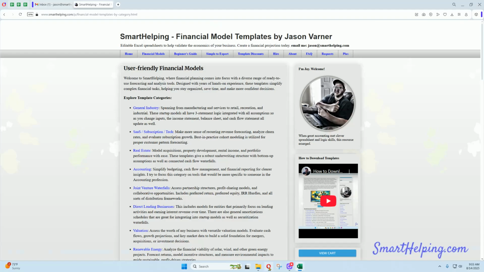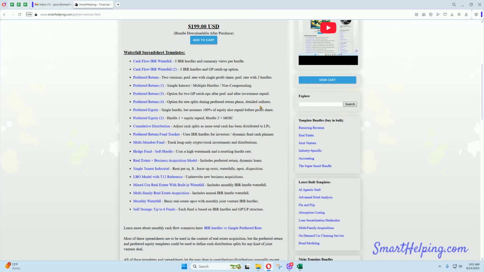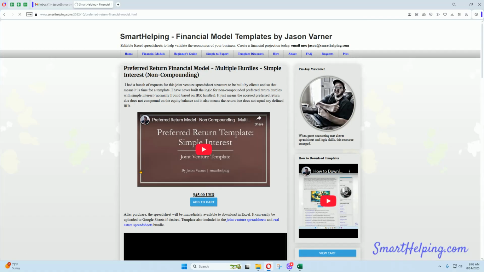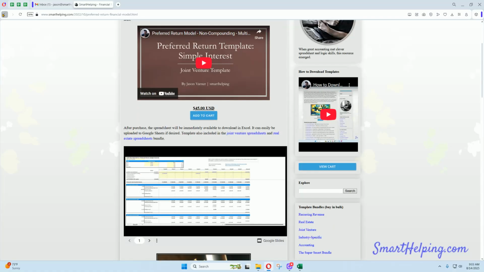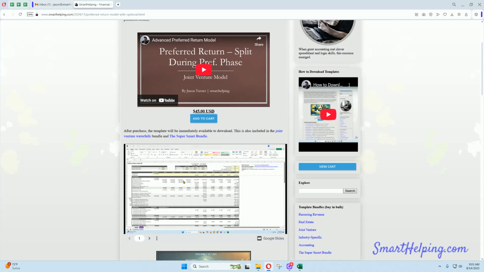And if you go back to the website, smarthelping.com, if we go to the joint venture waterfalls, you can see the two templates I just went over are this preferred return 4, and then the last one I went over was, let's see, this preferred return 2. Let me double check actually. Yep, that's preferred return 2. Preferred return 4 is this one.